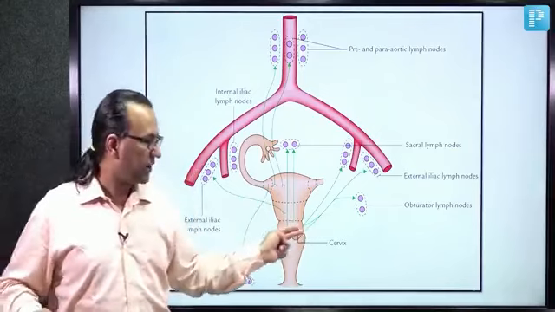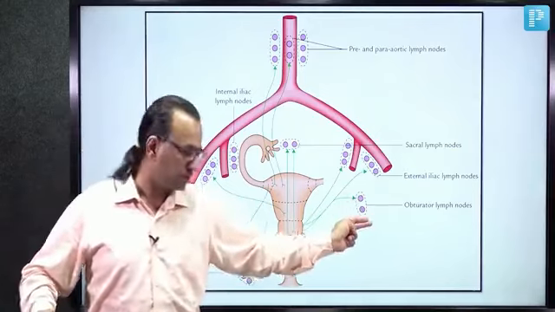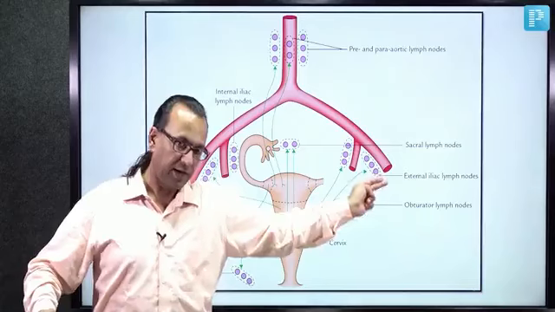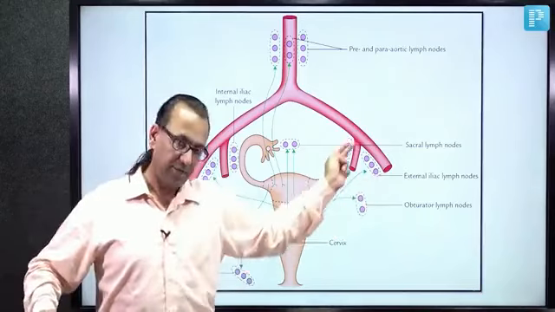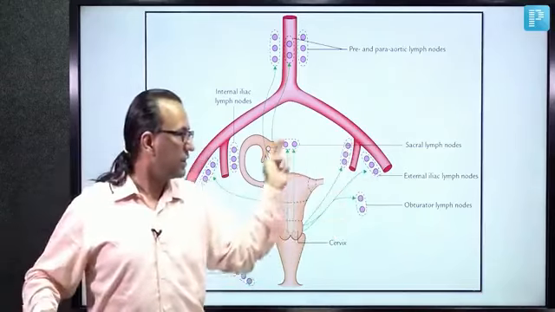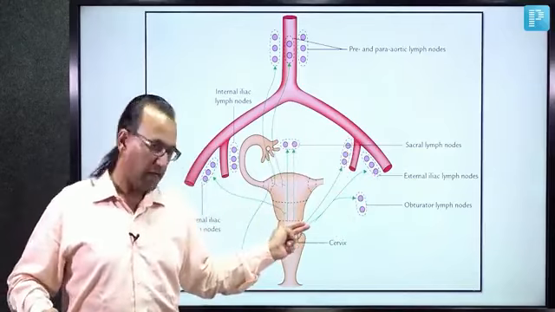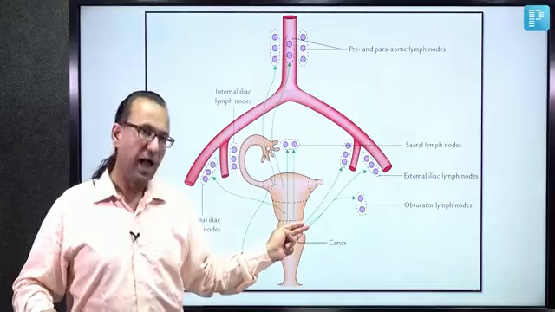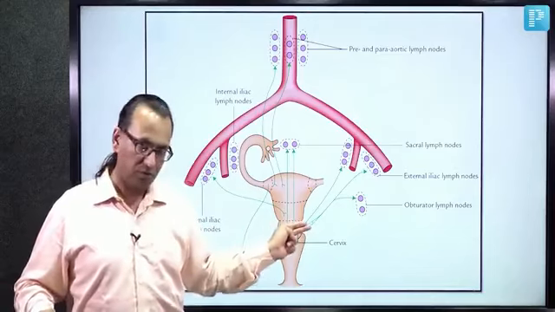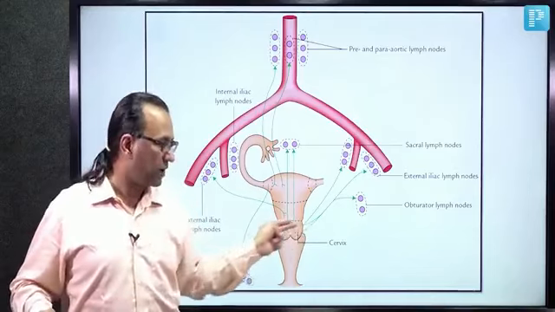For example, the cervix drains into the obturator lymph nodes, into the external iliac lymph node, into the internal iliac lymph node, into the sacral lymph node as well. But remember, the cervix, which drains almost everywhere, does not drain into any of the inguinal lymph nodes, may it be superficial or deep inguinal lymph node.